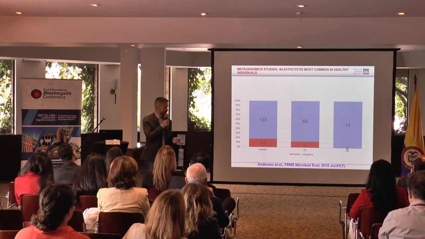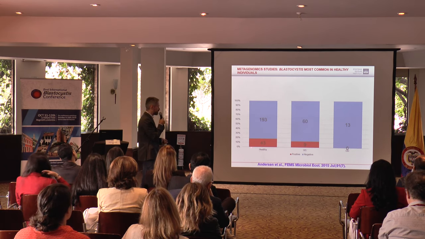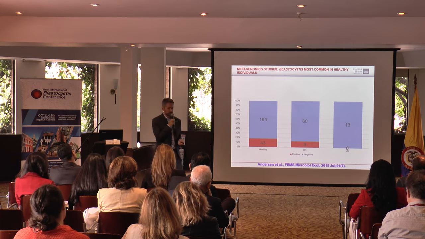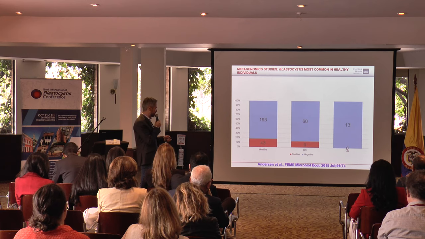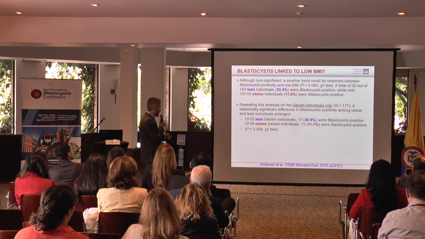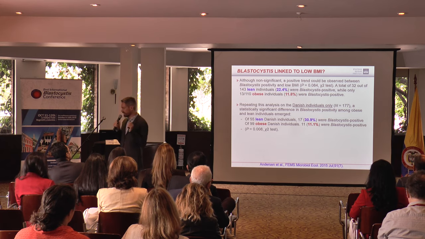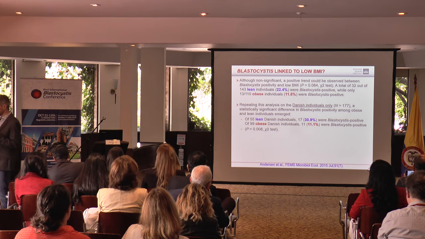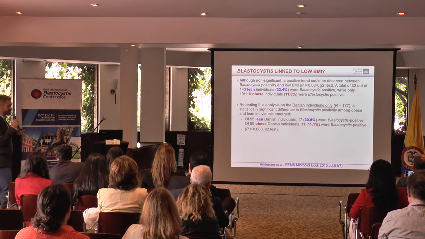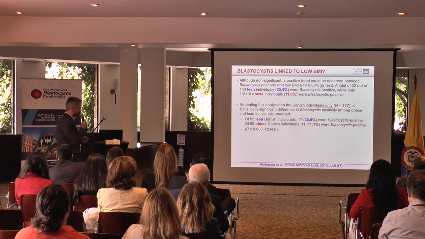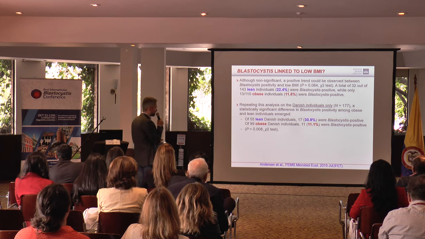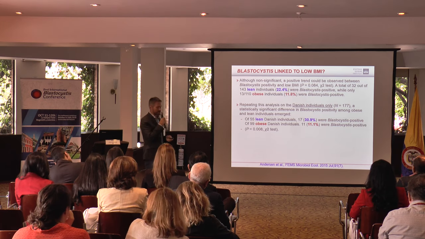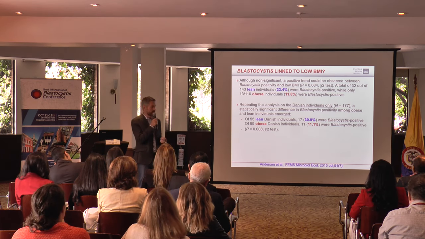Also, across the clinical phenotypes, we saw that there was a fair prevalence among the healthy individuals. Even among those with ulcerative colitis, we had some cases. But among the patients with Crohn's disease, we had no positives. And also, when we looked at BMI across the entire data set, there was a trend towards Blastocystis being linked to low BMI, but it was non-significant. But if we took out, we were really fishing here, if we took out the Danish cohort, consisting of 177 individuals, we saw a very nice statistical correlation between having Blastocystis and having a low BMI.